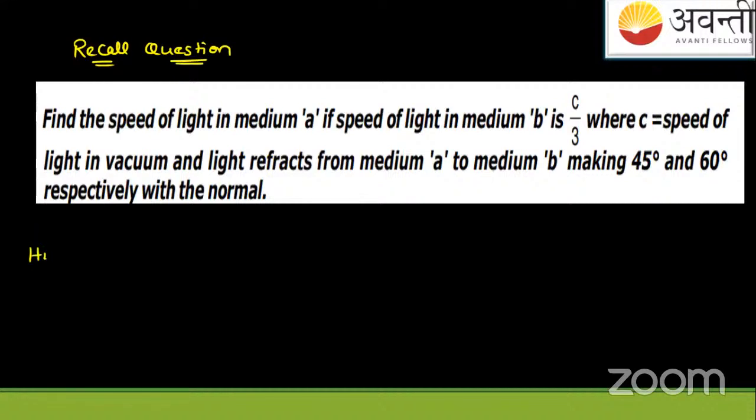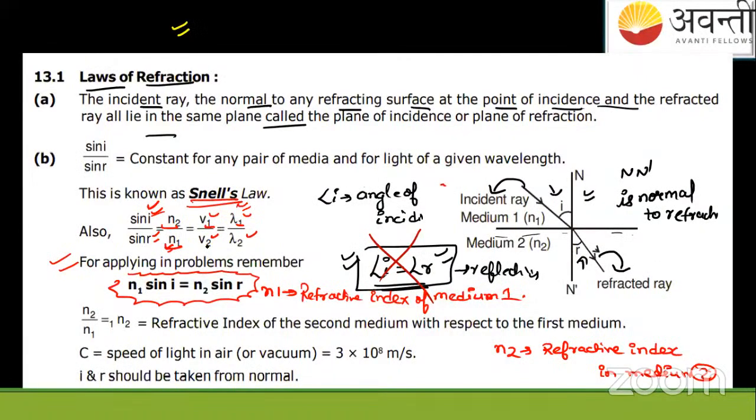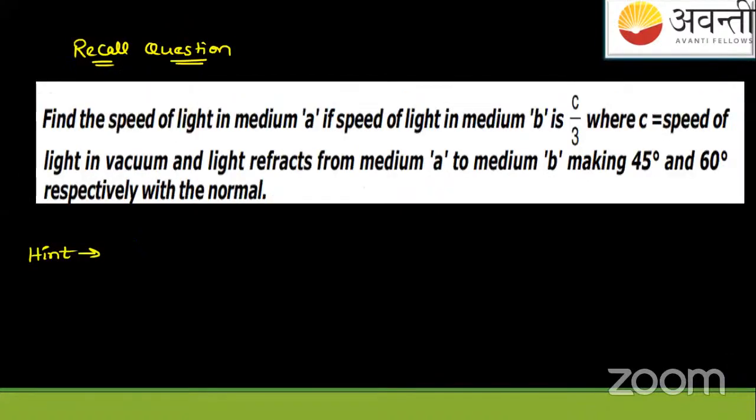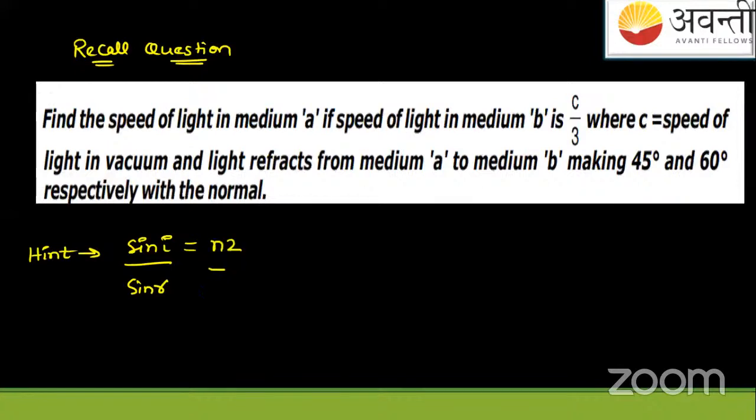The hint required for the solution of this question is this. You will use this formula: sine I upon sine R equals N2 upon N1, and next is V1 upon V2. Okay, V1 upon V2, lambda 1 upon lambda 2.